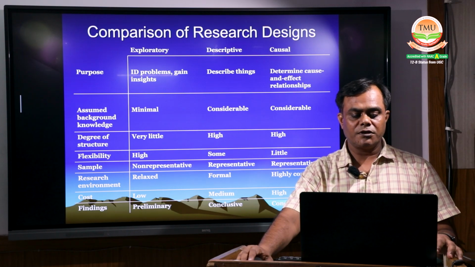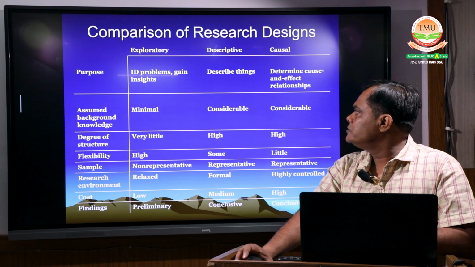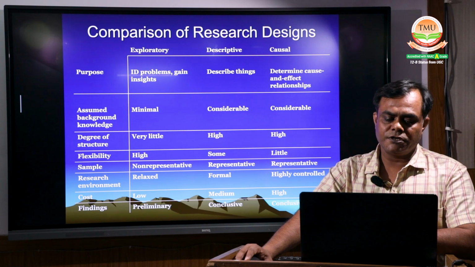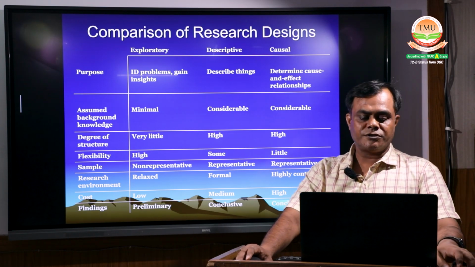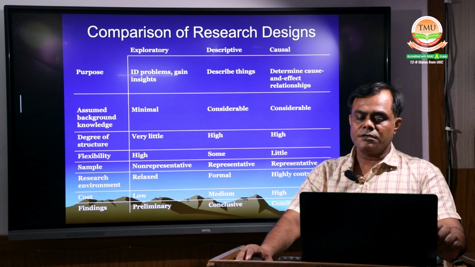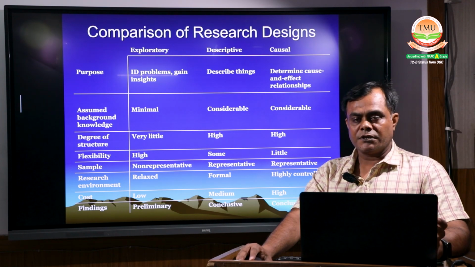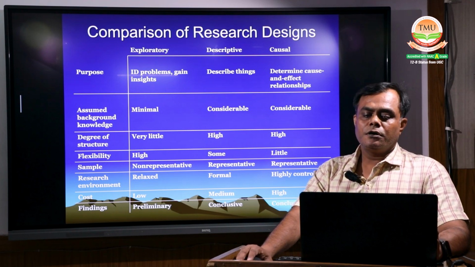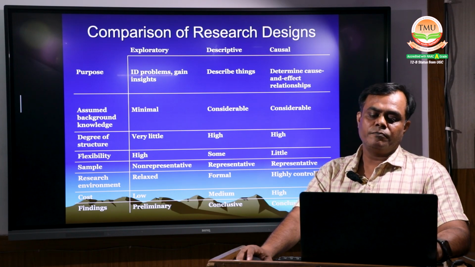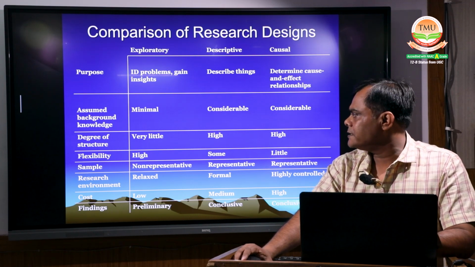On the basis of assumptions or background knowledge, exploratory is minimal, descriptive is considerable, and causal is also considerable. On the basis of degree of structure, exploratory has very little structure, while descriptive is highly structured. So when we need a very high degree of structure in our research design, we use descriptive or causal research design, but we do not use exploratory research design because it is a very loosely structured design.